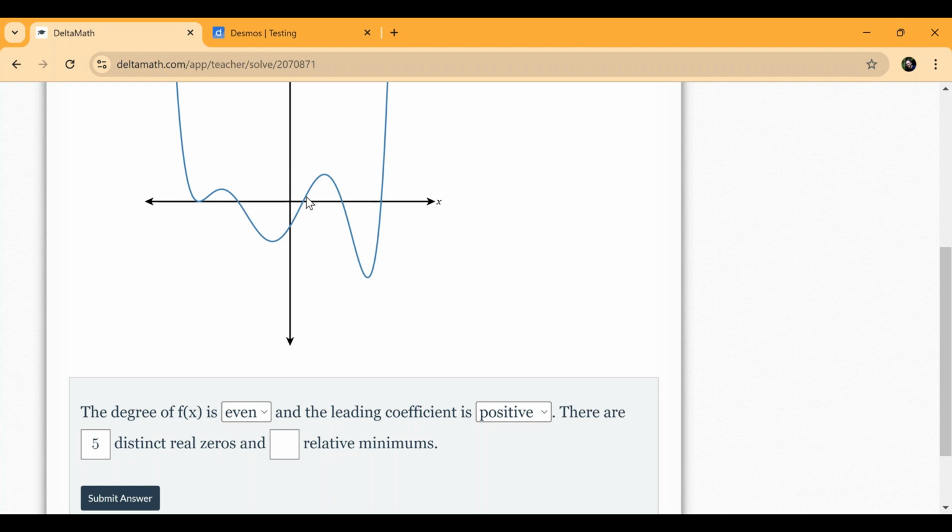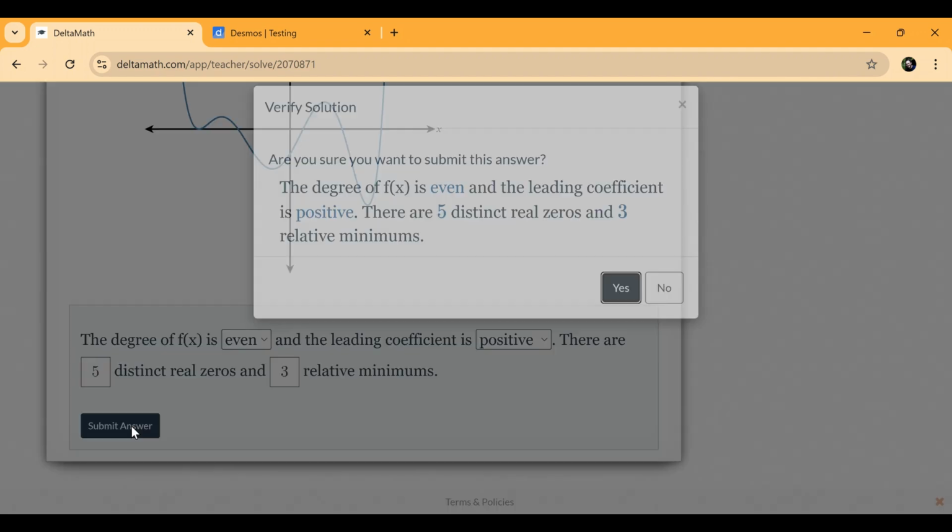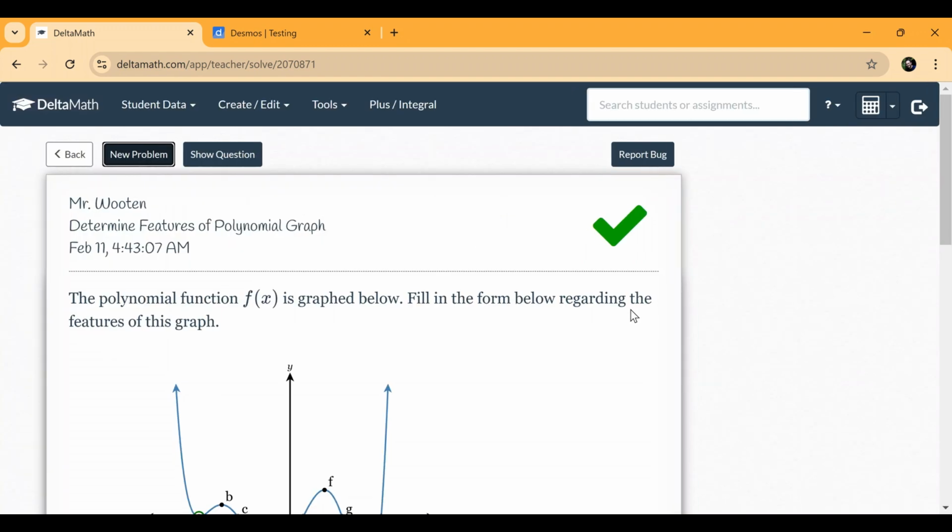So technically there are still 6 values, but only 5 of them are distinct, are unique from each other. Okay? If one of them counts more than once, it is only counted once in terms of distinct zeros. Okay? 1, 2, 3, 4, 5. And then finally, how many relative minimum points do we have? Well, right here where we changed from decreasing to increasing, there's 1 minimum. Here's another minimum, 2, and another minimum, 3. So we'll submit that. And we got that one right.